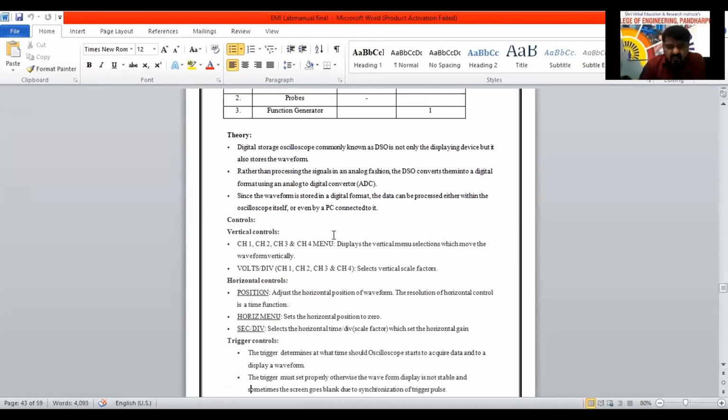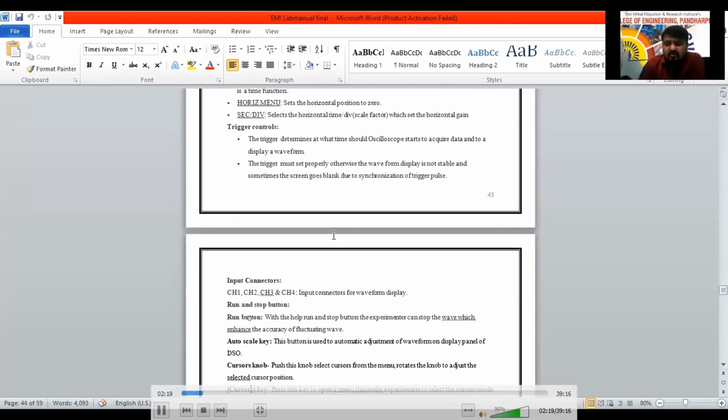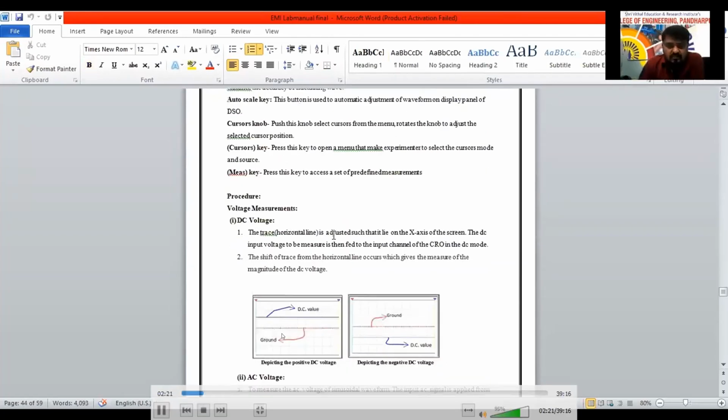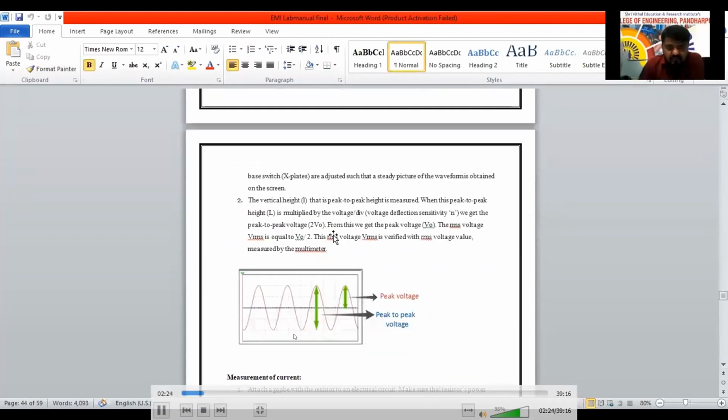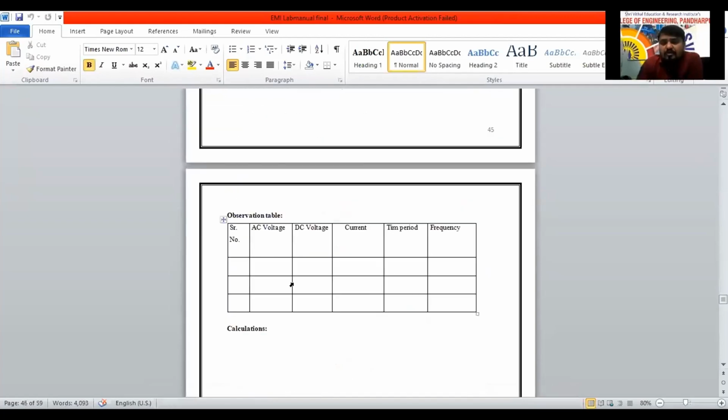So instead of explaining all the theory, I will go directly to the monitor. Before the procedure, I will take the observation table and diagrams. The diagrams are there. In the observation table, what we have to measure now is DC voltage and current, AC voltage, time period, and frequency. We can measure all these, but we don't have a function generator. So we measure DC voltage, and by adding some resistance, we can measure the current also.